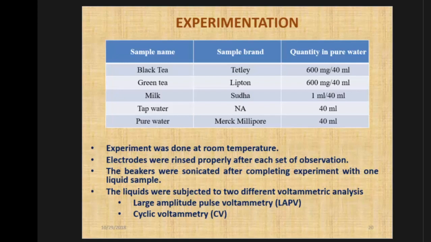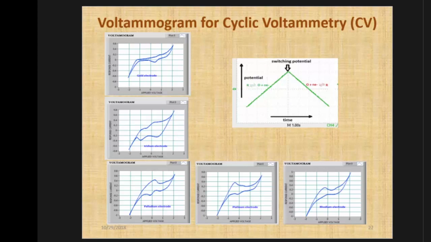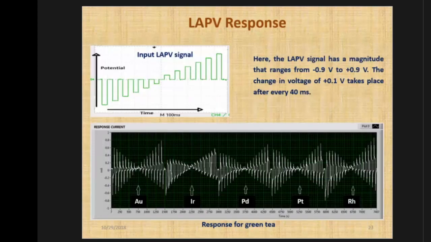Yes, so we have also tried to perform 2 types of analysis techniques using large amplitude pulse voltammetry and cyclic voltammetry. So these are the results. As we can see, different types of electrodes are being probed with a triangular voltage, which is according to the theory of cyclic voltammetry, and we obtain a current response. These peaks that we observe here are the characteristics of the samples, and it also gives a fingerprint about the qualities of the sample, which can later be embedded into a pattern recognition engine.